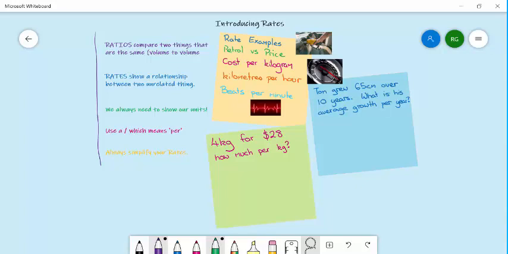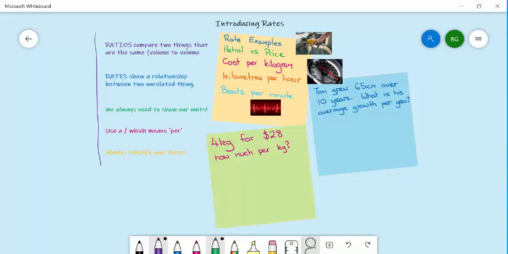But what you need to know is that ratios that we've been looking at compare two things that are the same, like volume to volume. It might be 2 cups of flour to 1 cup of sugar. But rates show a relationship between two unrelated things. In other words, we can compare a number of things, like on the yellow sticky tab there.